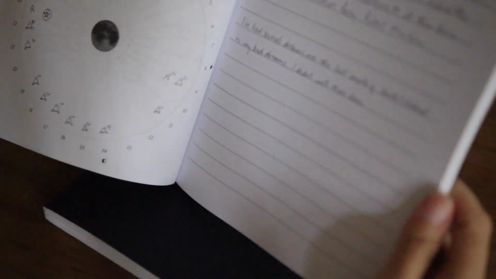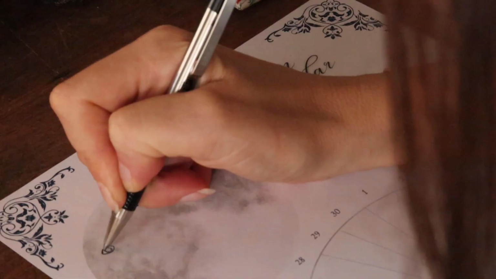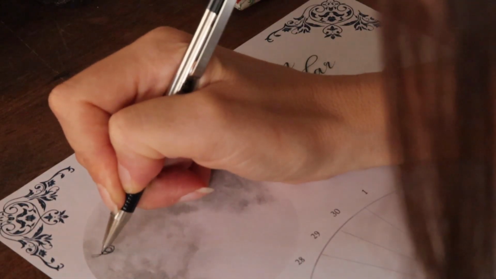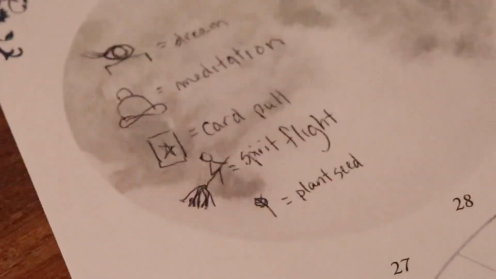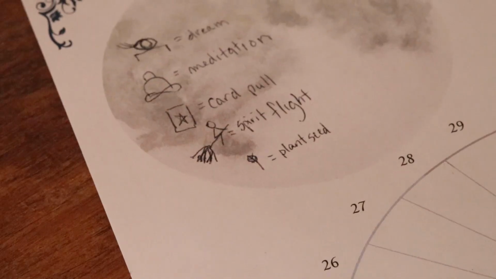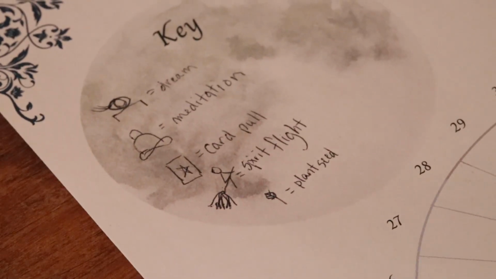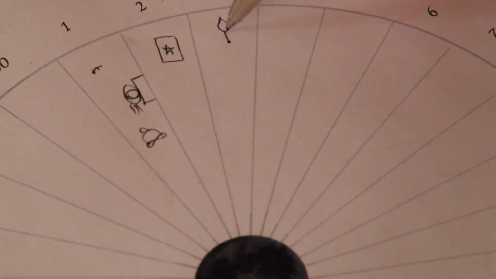You can kind of get a sense of how to use this journal here. The cool thing about using a moon calendar is that you can create your own symbols to represent different aspects of your practice. Some of my favorites are, and I just love how personal this can get.